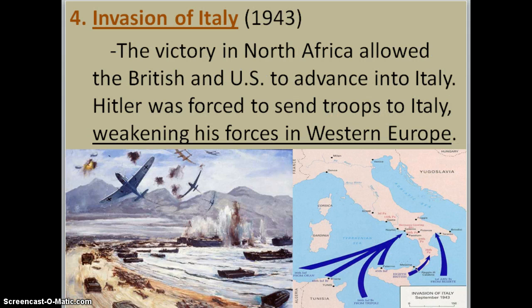In 1943, you had the invasion of Italy. After the victory in North Africa, the British and U.S. troops advanced into Italy, where Hitler was forced to send troops to help because Mussolini and his troops could not fight them off. This helped to split up Hitler's army.